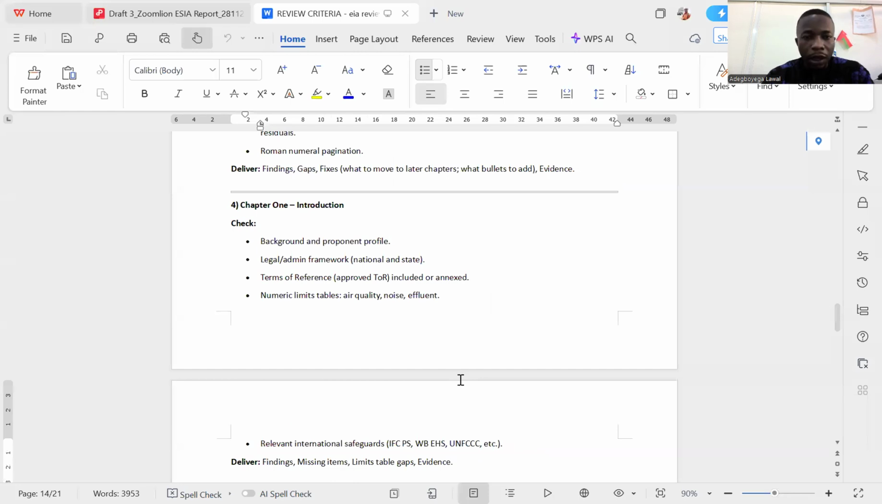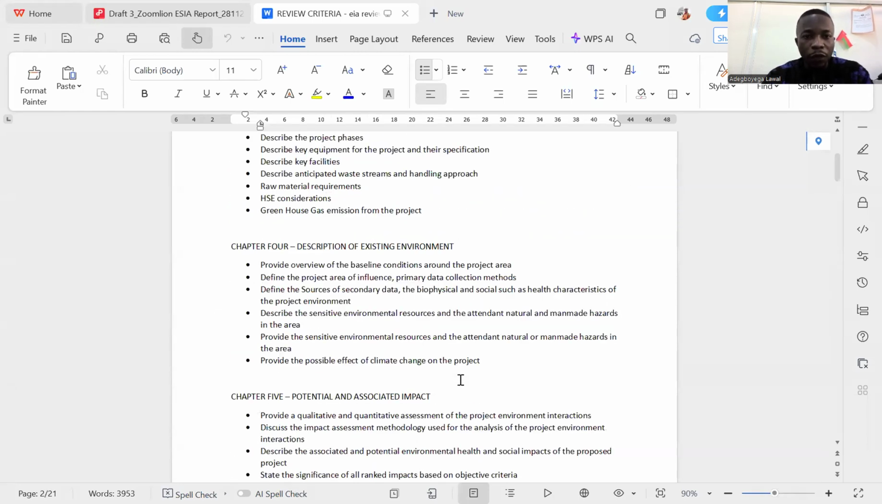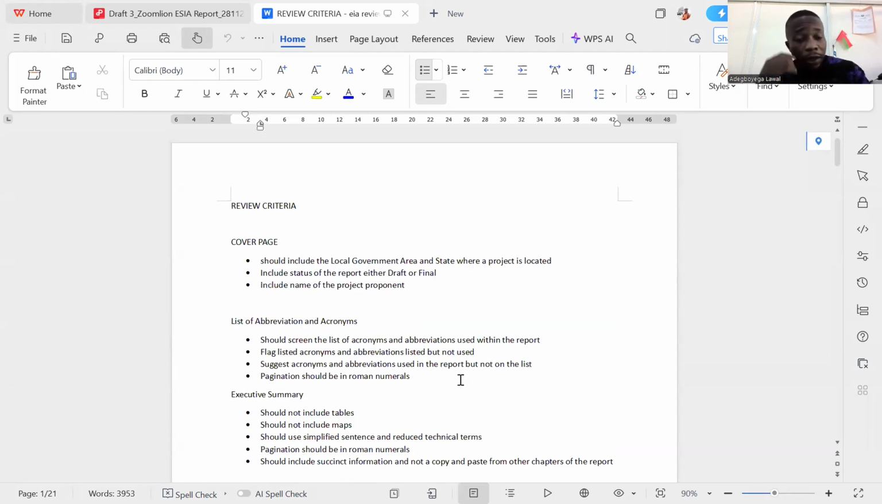This is my collection of several prompts based on what I'm looking out for. I started with the EIA report writing format in the gazetted report. I typed it out. This is what is in our own gazetted EIA report writing format. The cover page should include the local government area, the state where it's located, the status of the report, either draft or final, and the name of the component. So this is what I am looking out for in each of the chapters. This is what I'm looking for in a cover page.